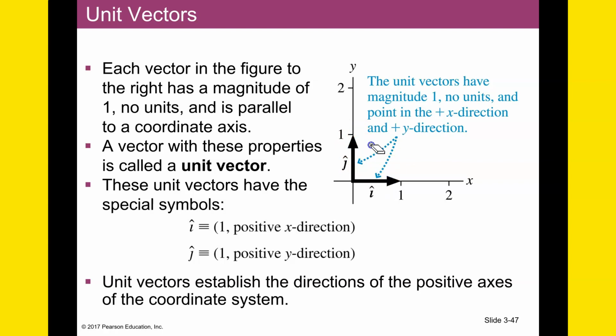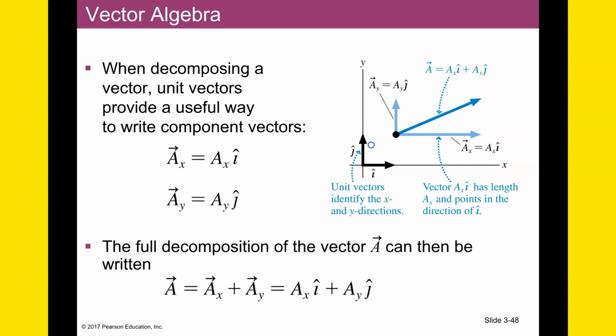Now, why do we care about that? That's another way to express a vector. You can express a vector so many ways. One is the component way, where I'm doing my horizontal component, my vertical component, like that. Another way is with a magnitude and a direction angle. Well, another way is with i and j. So you can express it like this.